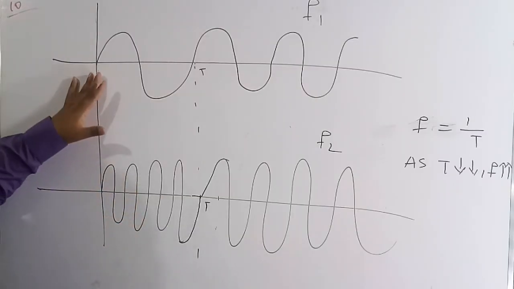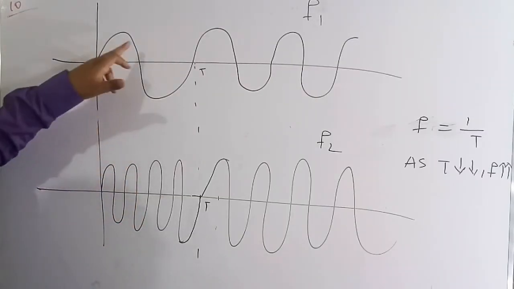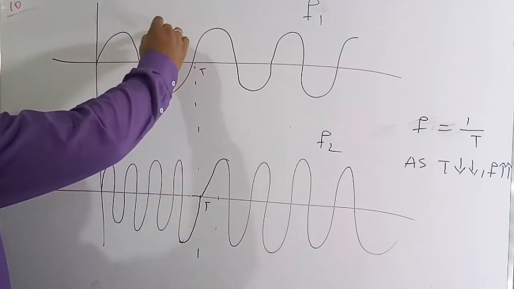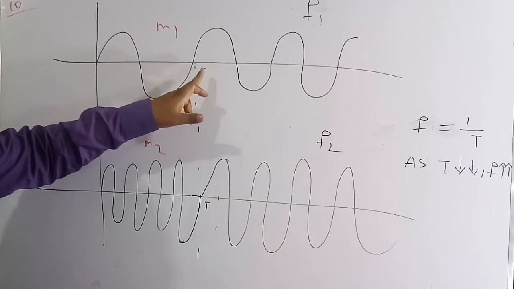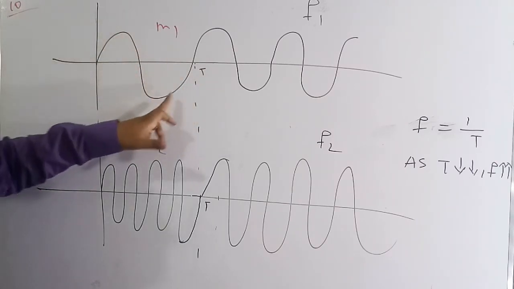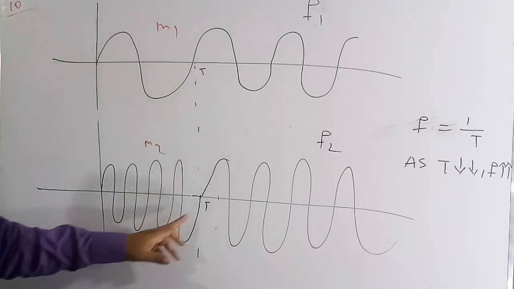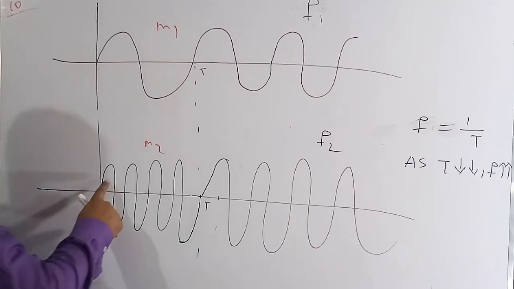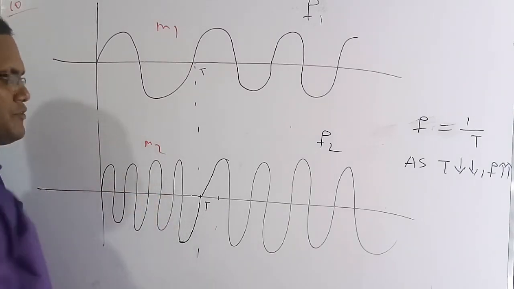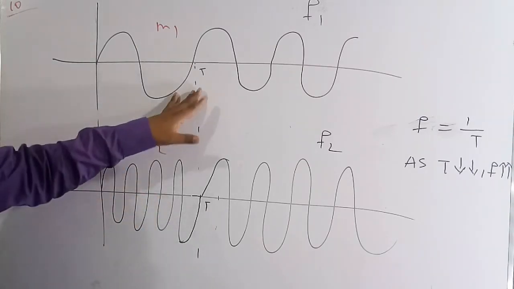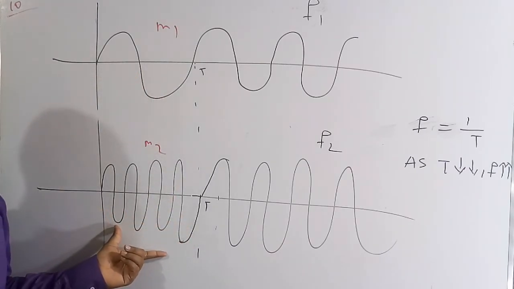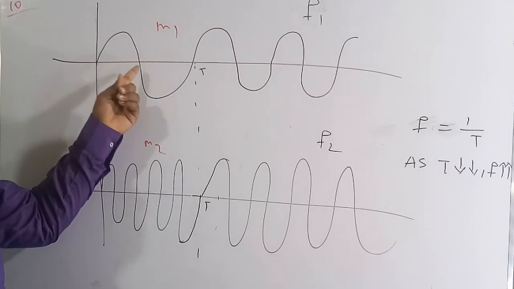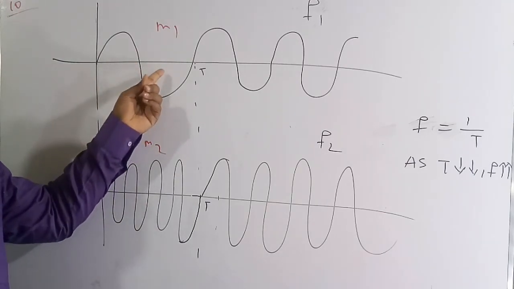So let's solve this numerical. Let me assume there are 2 message signals. This is the message signal 1 and this is the message signal 2. Suppose this is a time t. In time t, there is only one cycle of the message signal M1, but here in time t there are 4 cycles of the message signal M2.